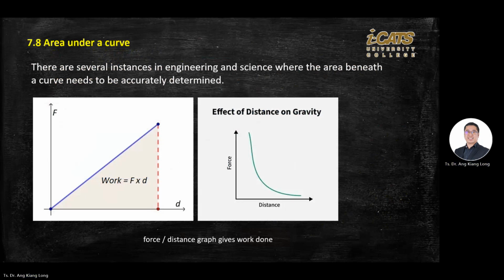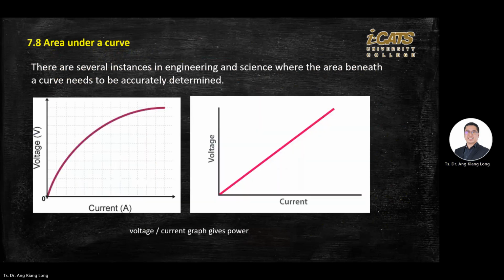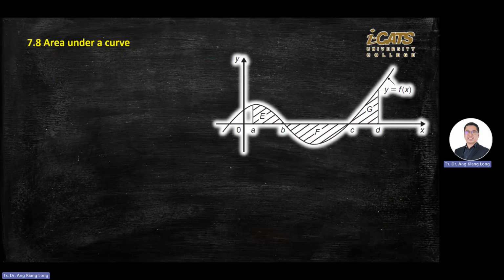What is work? Work is force multiply distance. Force travelling a certain distance is called work. Voltage and current. Voltage multiply current, what do you get? Ohm's law. This is something that you will see in your final or your test too.